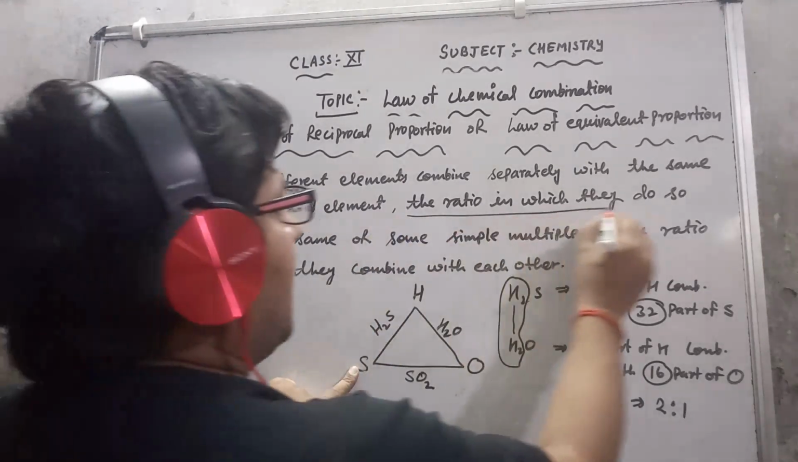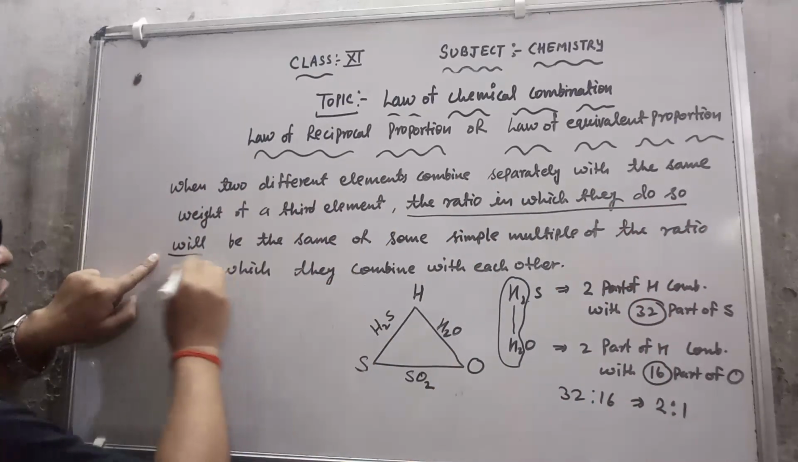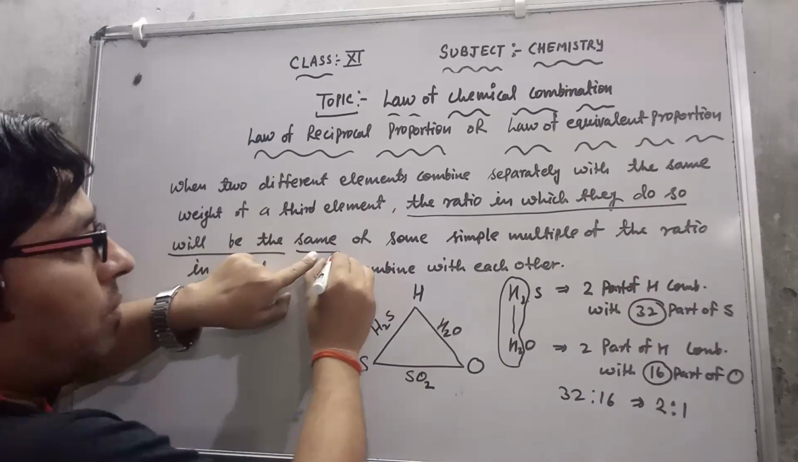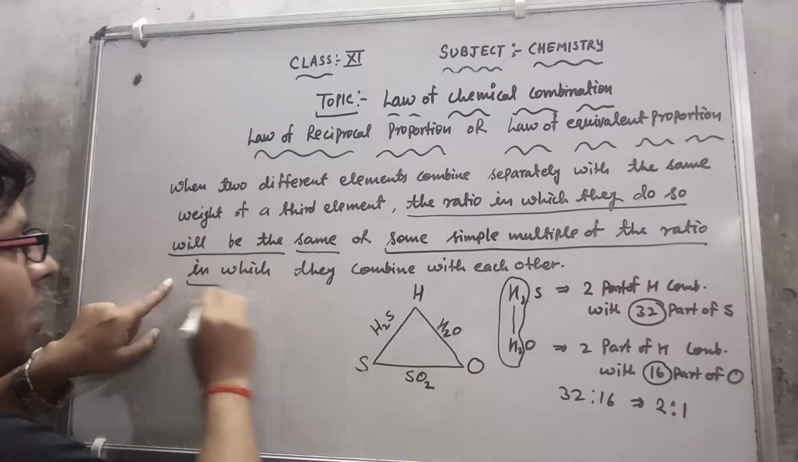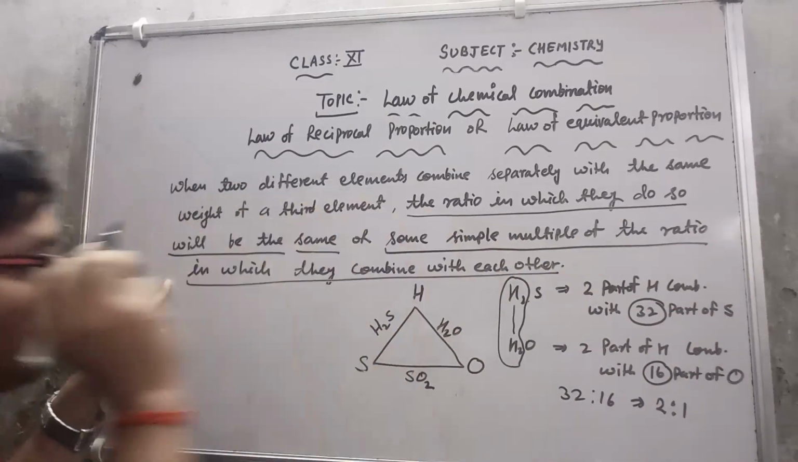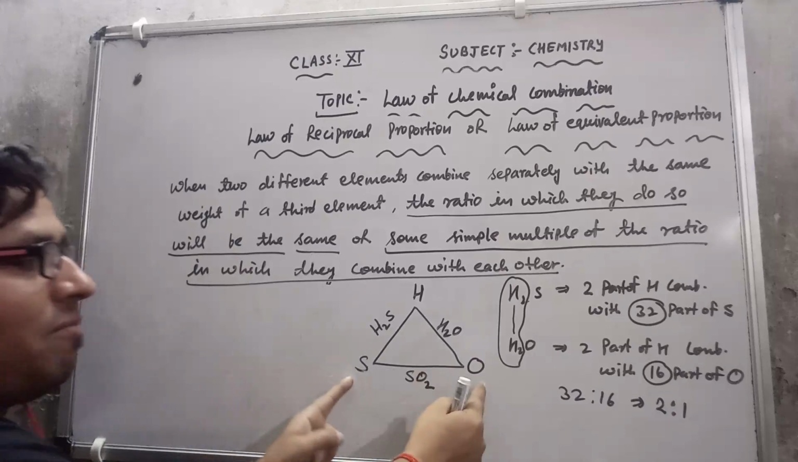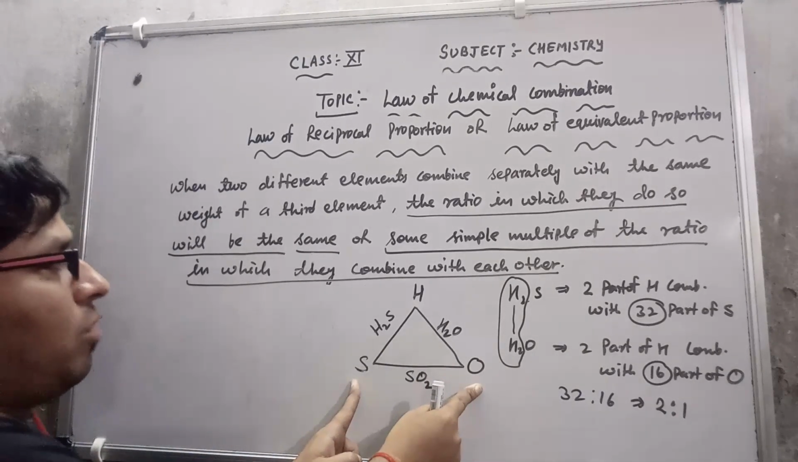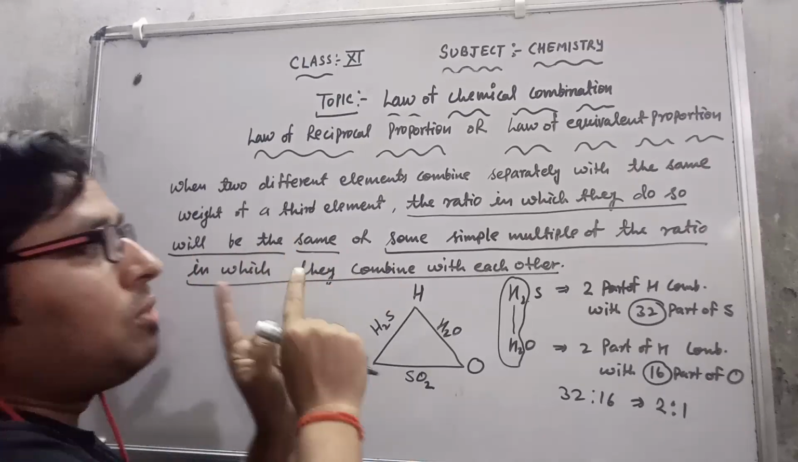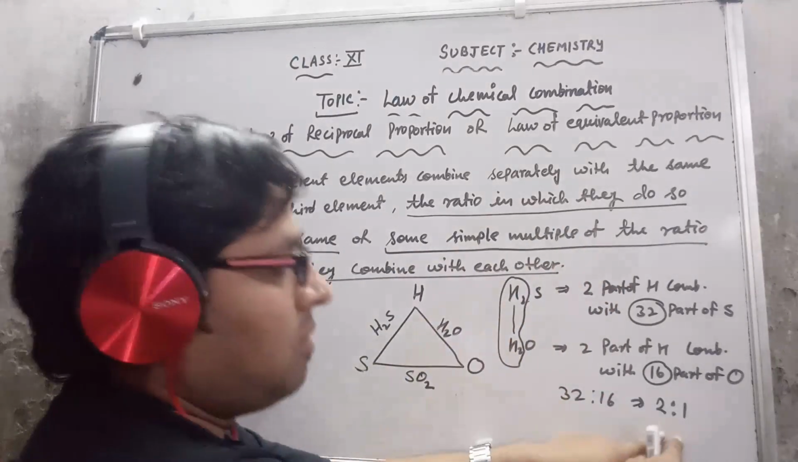The ratio in which they do so will be the same or some simple multiple of the ratio in which they combine with each other. So whenever they combine with each other, whatever ratio comes, it will be either the same or some simple multiple of this ratio.